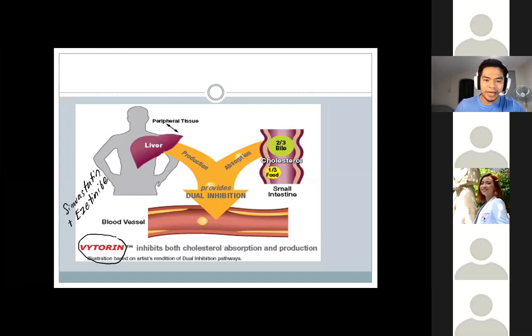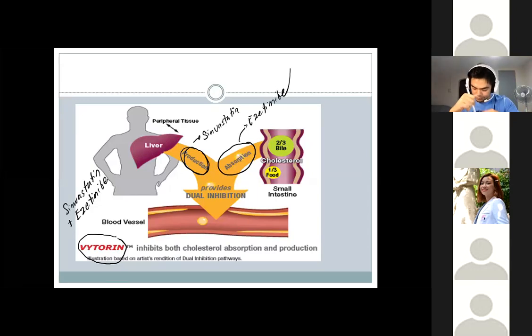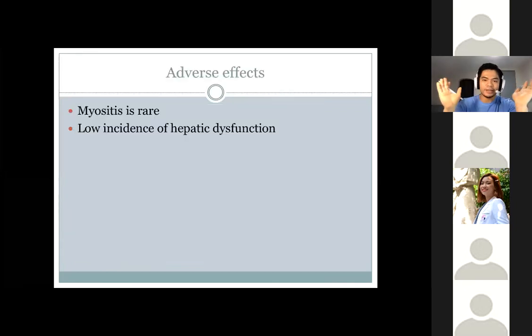So ang purpose of combining them is, number one, meron silang dual inhibition. First, under dual inhibition, we have inhibiting production of cholesterol. This is through simvastatin's action. And then inhibition of absorption is caused by ezetimibe. Kaya pinagko-combine sila to enhance hypocholesterolemic effect. Next, adverse effects: myositis, low incidence of hepatic dysfunction.